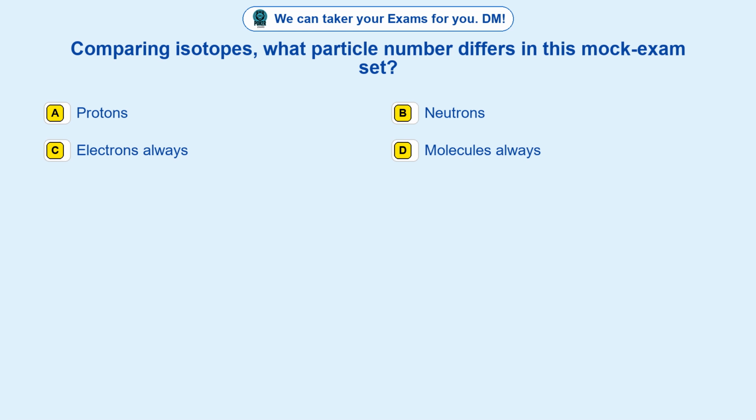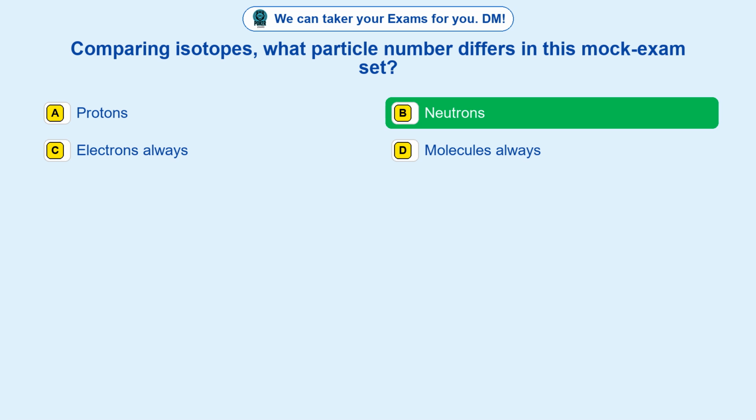Question 42. Comparing isotopes, what particle number differs in this mock exam set? Option A, protons. Option B, neutrons. Option C, electrons always. Option D, molecules always. The correct answer is option B, neutrons.